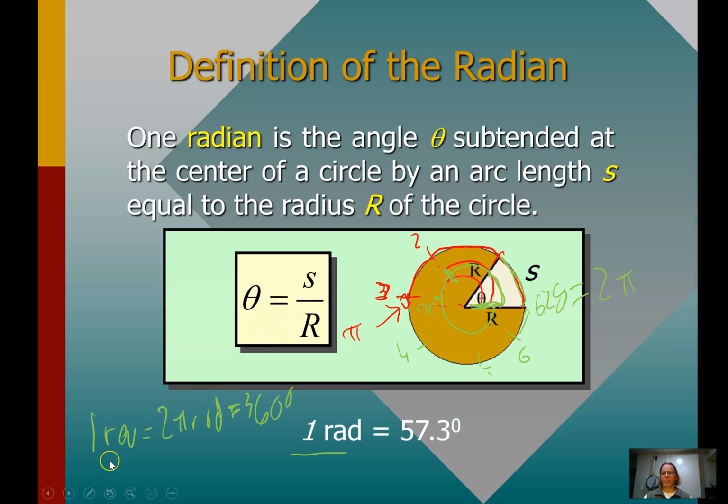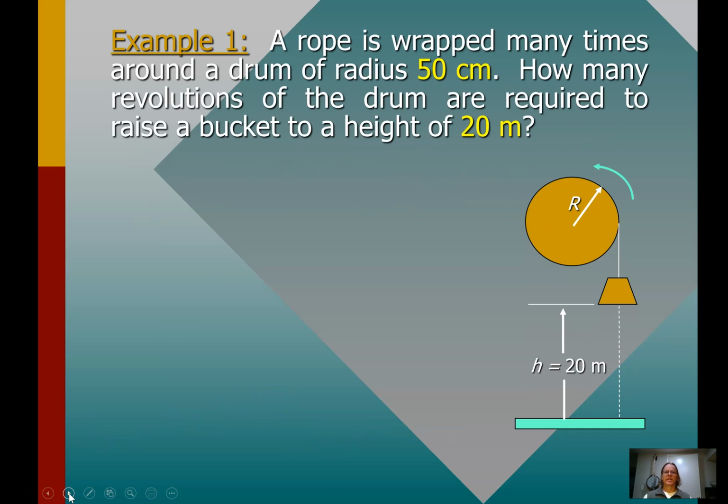I know you guys are excited about some practice problems coming up, so let's hit a practice problem. We have a rope wrapped around a drum that's 50 centimeters, half a meter. Think half a meter instead of 50 centimeters, it's going to make the math easier. How many revolutions of the drum are required to raise the bucket a height of 20 meters?